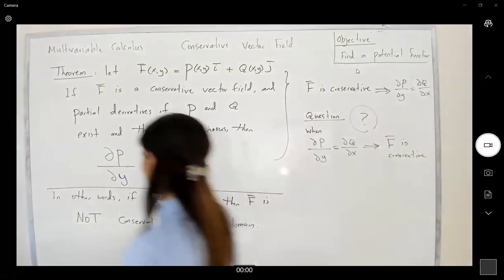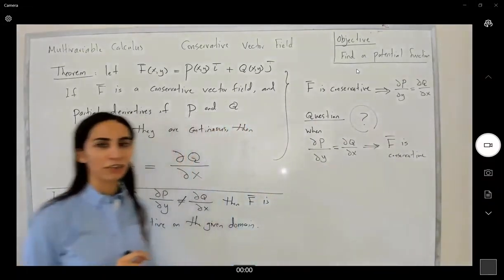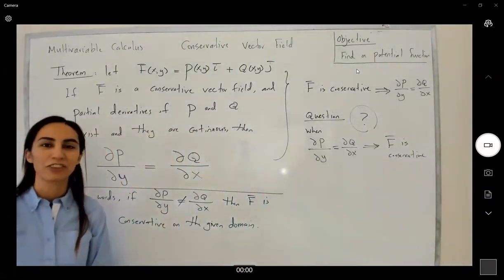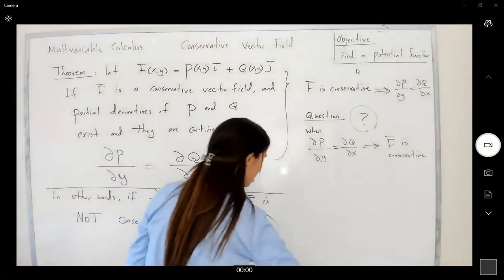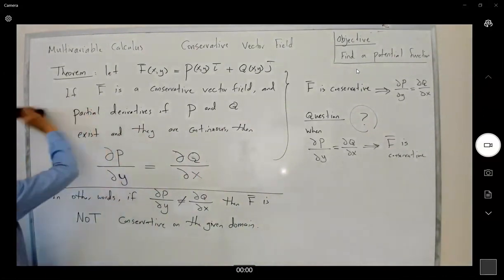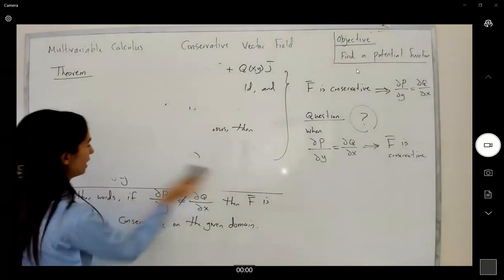What conditions do we need? So if you take the partial derivatives and they're equal to each other, you can conclude that the vector field is conservative. So we need to have a condition on the domain of the vector field. So let me erase this theorem for you, and I'll write it here.